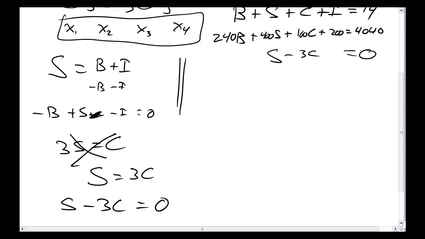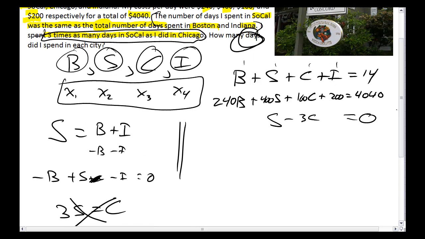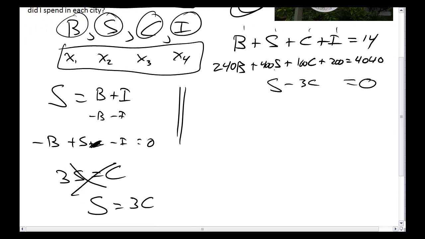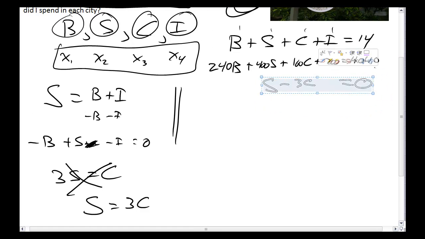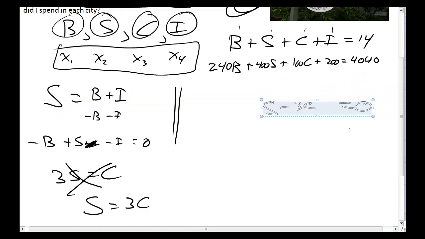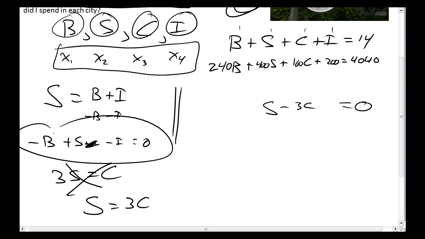Alright, so now I have this equation. I've moved it over here. This was my last equation. Let's move it down one. I've got this equation, let's put it over here: minus B plus S minus I equals 0.